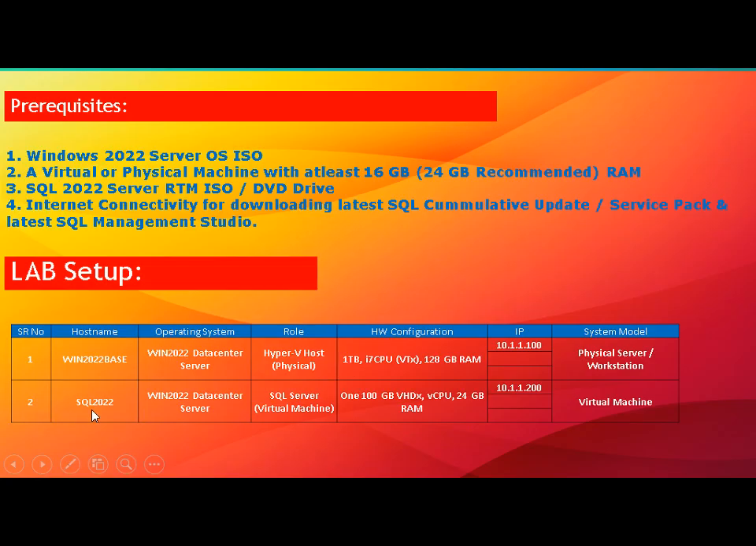Second machine, it's a virtual machine. Its host name will be SQL 2022. It is running on Windows 2022 Data Center server, same as the previous one, and it is the SQL Server virtual machine, which will act as an SQL server. Its hardware configuration will be 100 GB VHDX, 1 virtual CPU and 24 GB RAM. Its IP will be 10.1.200, a local IP, and the system model will be virtual machine.